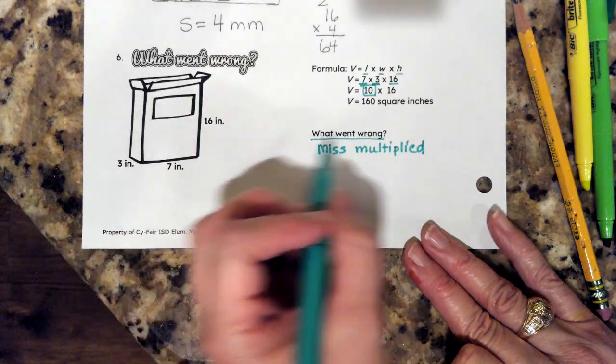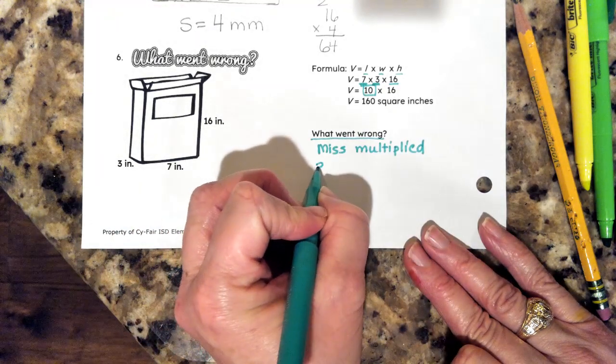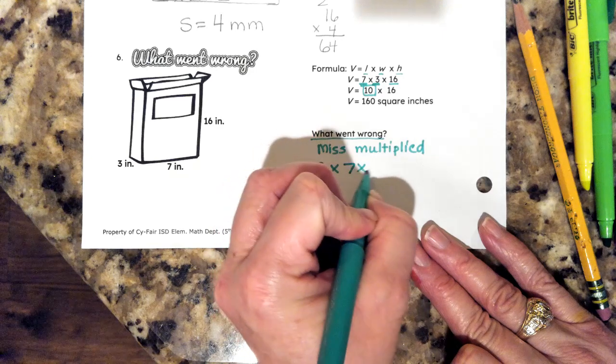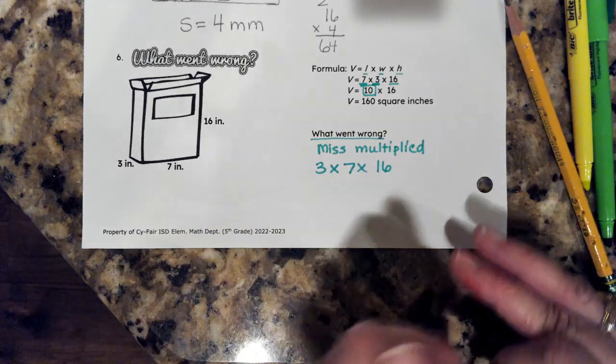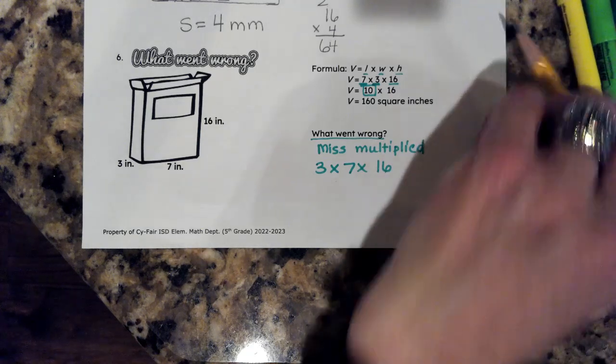And so what we're going to do is we're actually going to find out the volume. So we're going to set this up and say 3 times 7 times 16. And if you want right now, you can pause the video, solve it yourself, and then let's see if we're able to get the same answer.